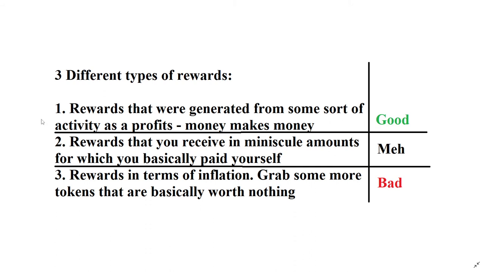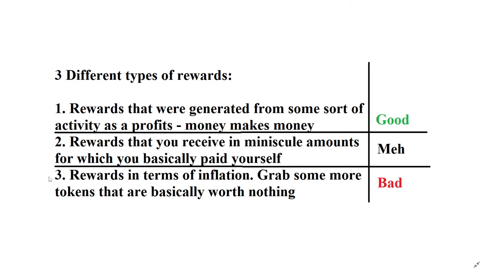The first category of rewards is the actual real profits from actual generated value. The second type is the rewards that you receive in minuscule amounts, for which you basically paid yourself. They are called rewards, but in reality it's just a bunch of nonsense. Those rewards don't really exist.